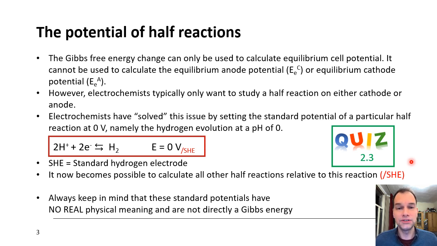Now, it is important to keep in mind that the potential you then calculate is not something physical. It doesn't have a physical meaning. It just basically is a convention. You say, I have a potential with respect to the standard hydrogen electrode. It's not an absolute potential. It doesn't mean that the reaction has a positive or negative potential. That has no physical meaning.